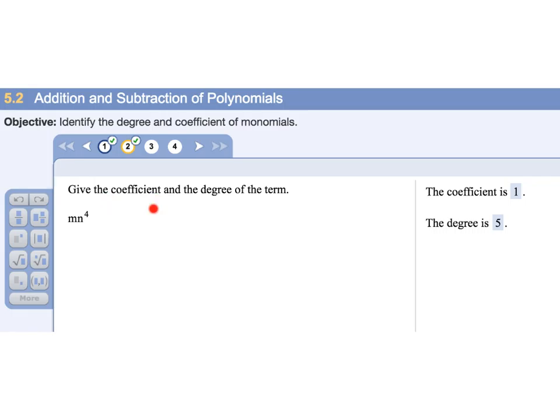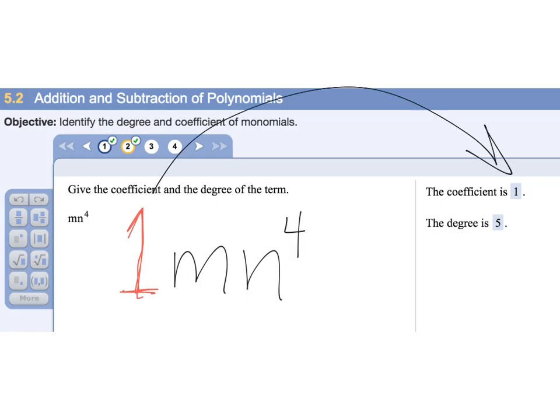Now here it says give the coefficient and the degree of this term. So when you have just a plain old set of variables and there's no number in the front, that tells you that the coefficient is a 1, unless it's specifically stated that it's an 8 or a -4. If there's no number in the front, it's automatically a 1, and so that's why we got a 1 right there. And then the other thing is, what is the degree?